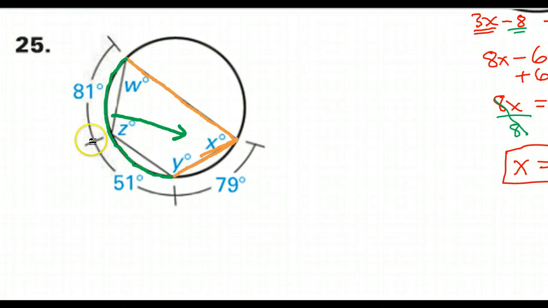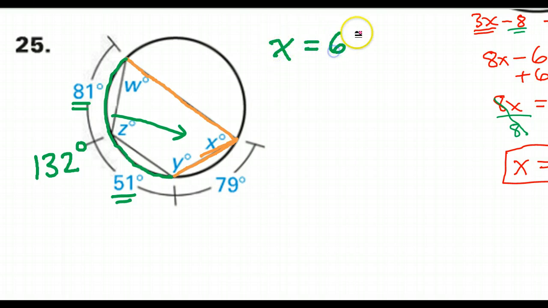But wait a minute, what is the green arc? It's just the 81 combined with the 51. It's both of those put together. So that is 132 degrees altogether. So half that is 66. So X is 66 for that reason.